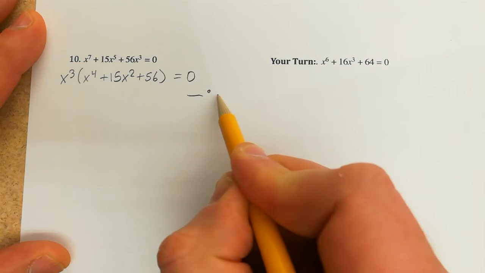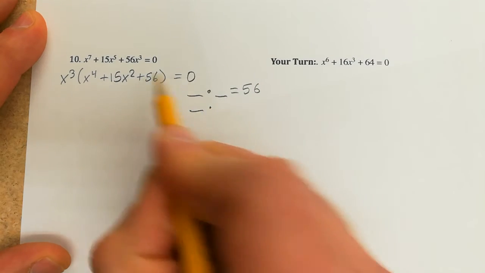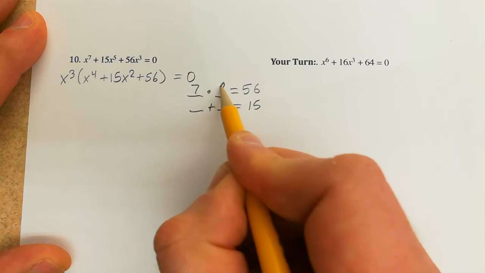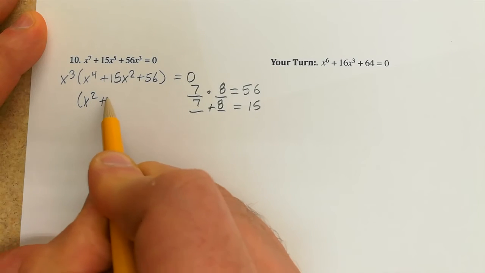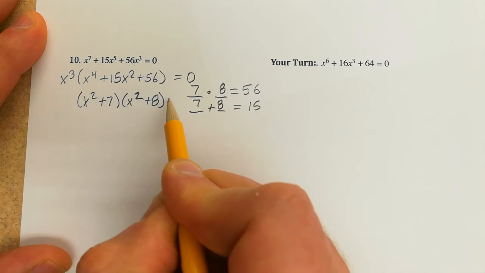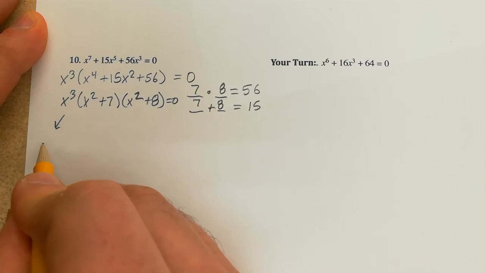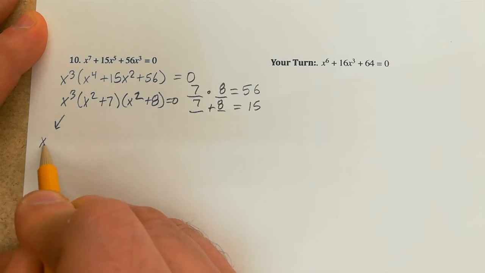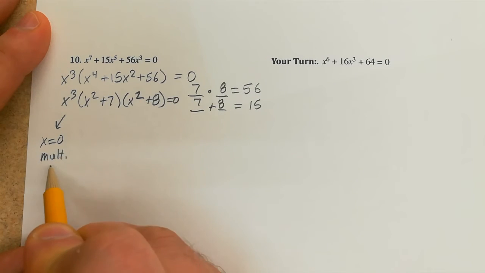Then I'm going to try to factor this this way. Two numbers that multiply to 56 and add to 15. Yep, that would be 7 and 8. And so this breaks down into x squared plus 7 and x squared plus 8. So one of our answers is 0, because if this were 0, the whole thing becomes 0. But now notice it has an exponent of 3. So that has multiplicity 3.